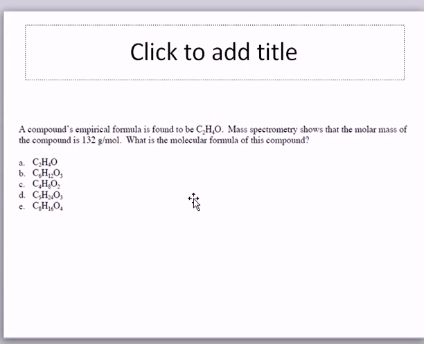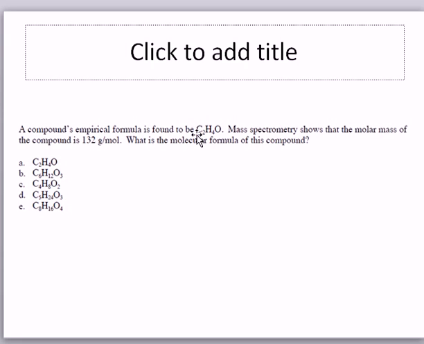You would do the same question here, but it's a little different. It's the molecular formula of the compound. We know the molar mass of the compound is 132 grams, and we know that the empirical formula is C2H4O. So first, what is the mass of this empirical formula? Well, 2 carbons, that's 24, and hydrogen, that's 4, and then oxygen, that's 16.